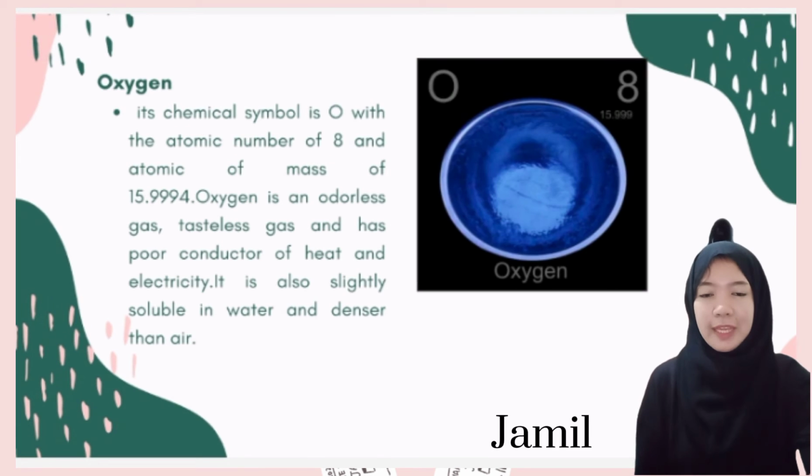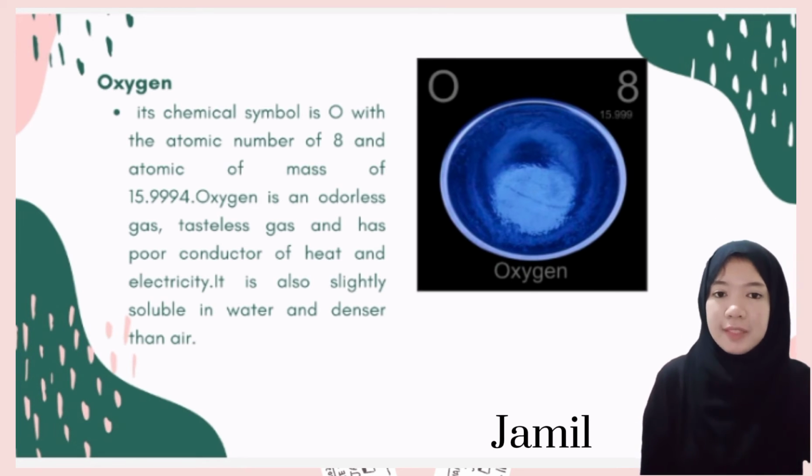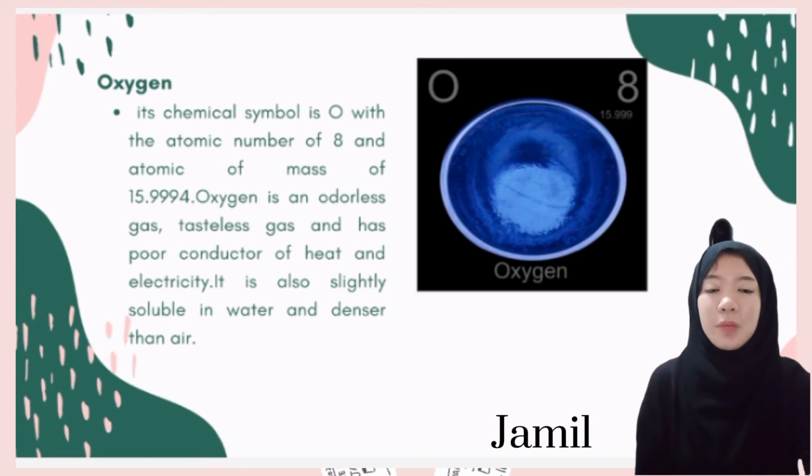So the next element is oxygen. Its chemical symbol is O, with atomic number of 8 and atomic mass of 15.994, which is 16. Oxygen is an odorless, tasteless gas, and is a poor conductor of heat and electricity. It is also slightly soluble in water and denser than the air.